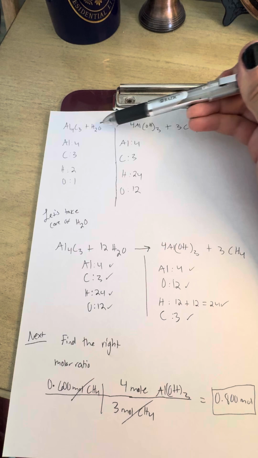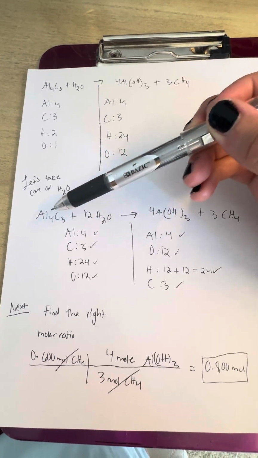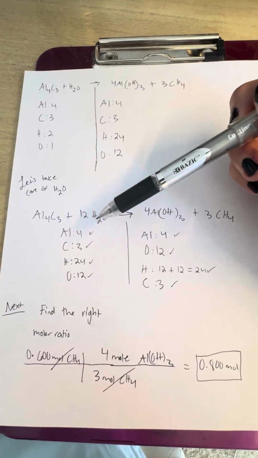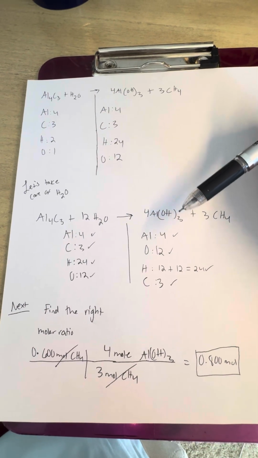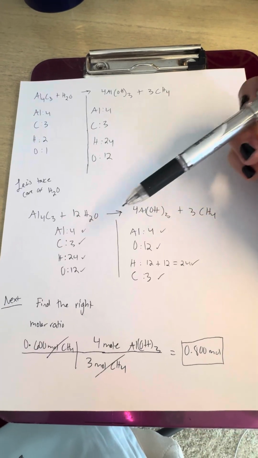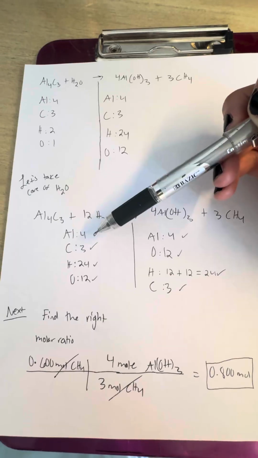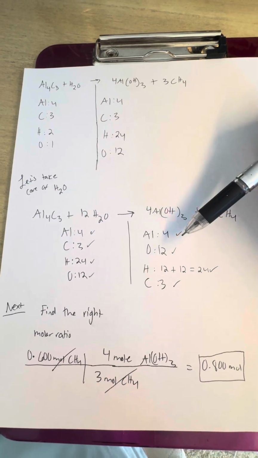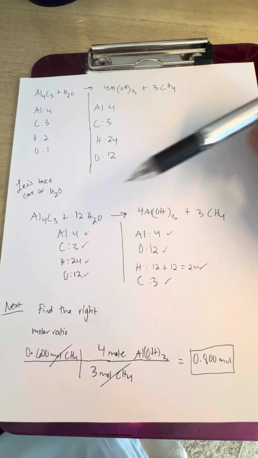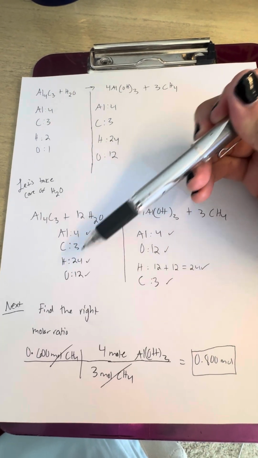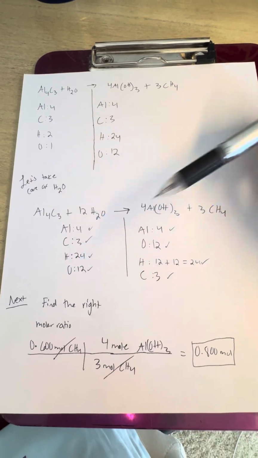We should add a 12 to water. And so we now have Al4C3 plus 12H2O to give us 4Al(OH)3 plus 3CH4. So let's do a final check. We have 4 aluminum, 3 carbon, and 3 carbons. And we have 24 hydrogens and 12 oxygens.